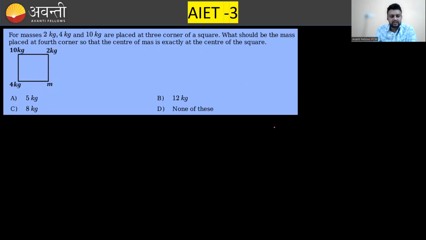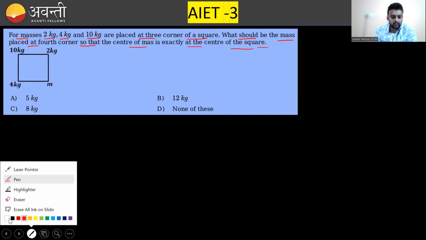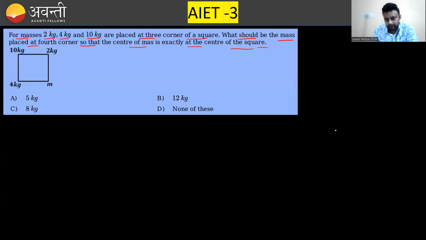Okay. The question says, take a pause, try to solve it out. Four masses, 2 kg, 4 kg, and 10 kg are placed at three corners of a square. You can see the diagram here: 4 kg, 10 kg, 2 kg, and m. What should be the mass placed at the fourth corner so that the center of mass is exactly at the center of the square? Okay, so no problem. Easy question.